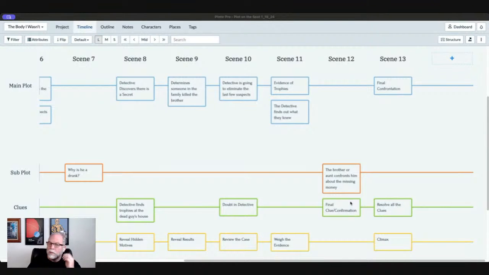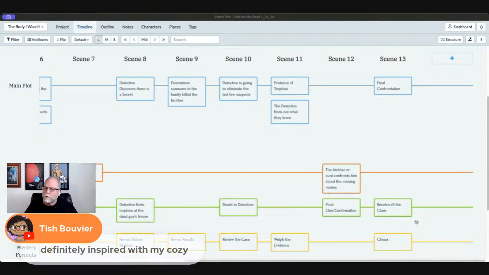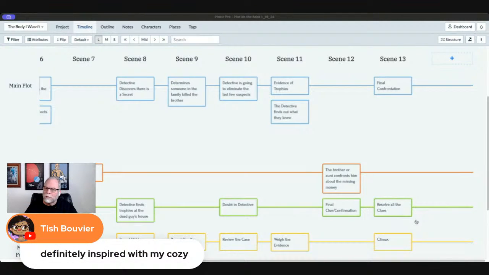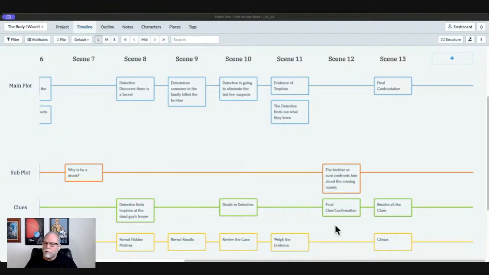But we're going to do these once a month. One time every month, we're going to have some plot on the spot, stuff like this, where we're just going to have fun creating a plot, right? Definitely inspired with my cozy. That is fantastic, because that's what this is meant to do, inspire you with ways to do this. Again, you're not going to have 70 other people to talk with and go through stuff, but you can have five in your critique group.